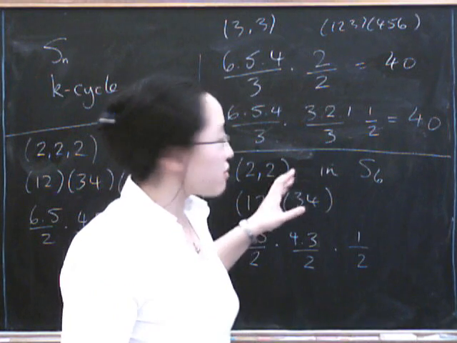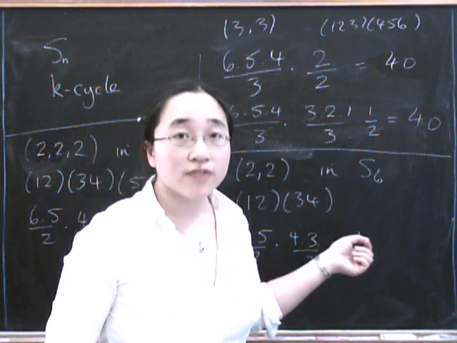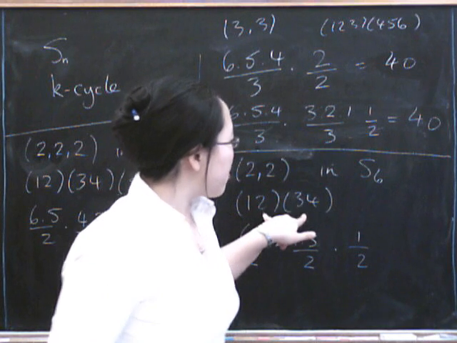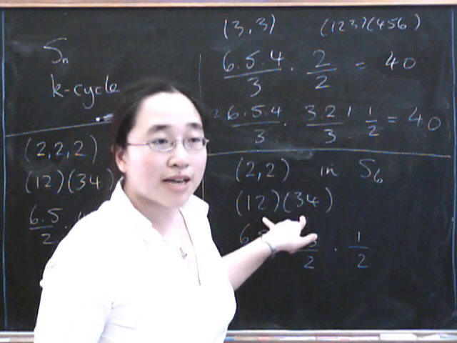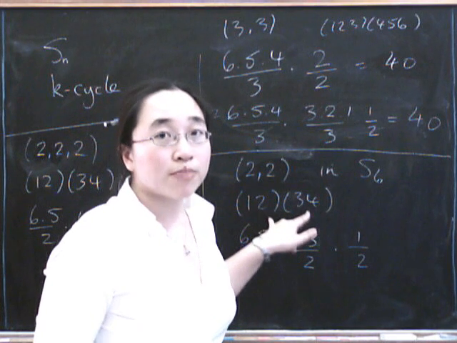But the main thing to remember is when you're counting permutations of a given cycle type, if there's 2 cycles of the same length, disjoint cycles of the same length, then you have to divide out by an overcount.